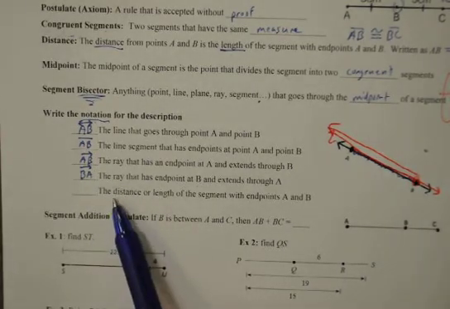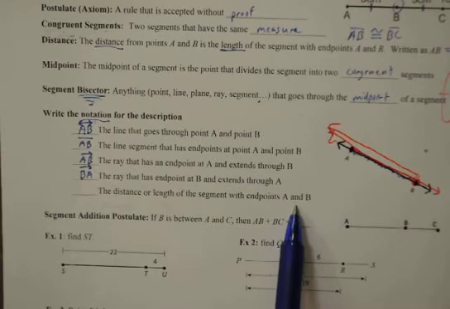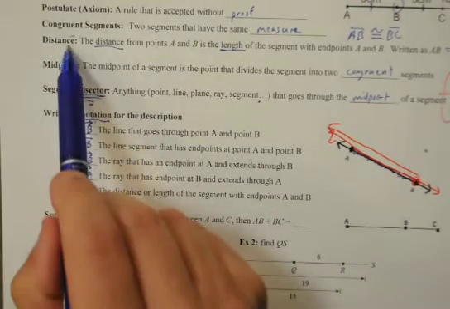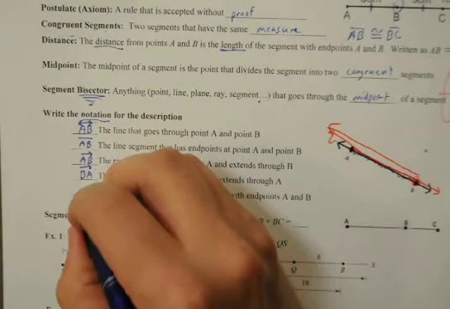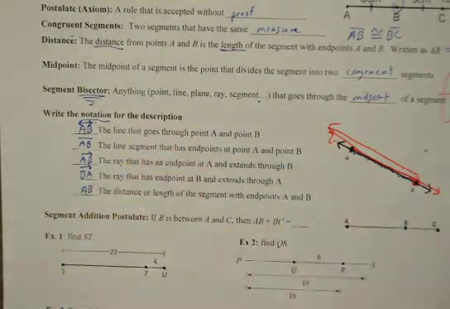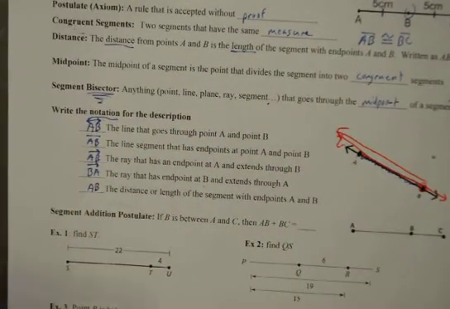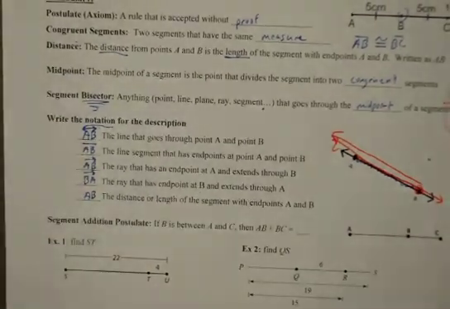And then lastly, the distance from A to B. And remember, for distance, you don't use any symbols. You just write AB. So those are the symbols that we have so far: line, segment, ray, and distance.